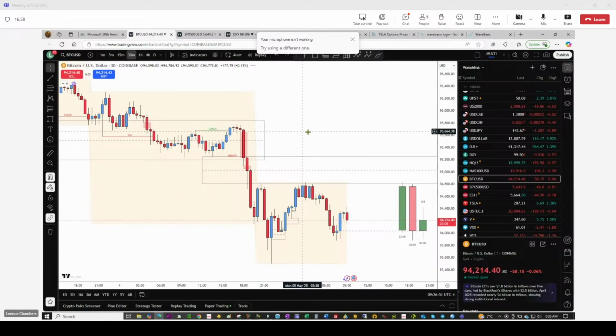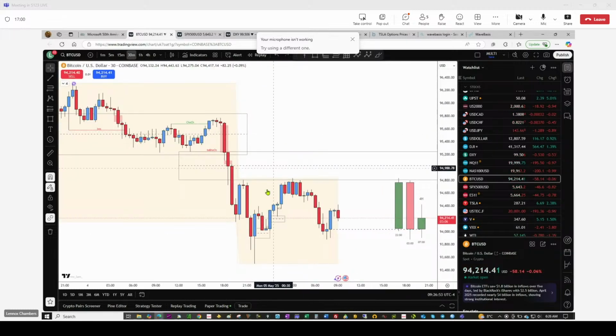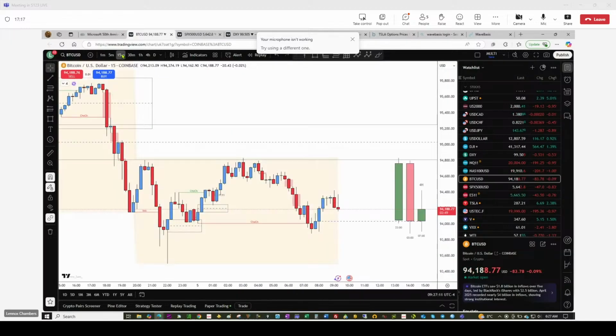30-minute. We have a 1, 2, 3 top here. We're dropping, so it looks like we're heading down to take out the lows. Gaps in here on the 30-minute. We go to the 15. Gaps all over the place on the 15. 1, 2, 3 top. We're heading down to take out the lows.